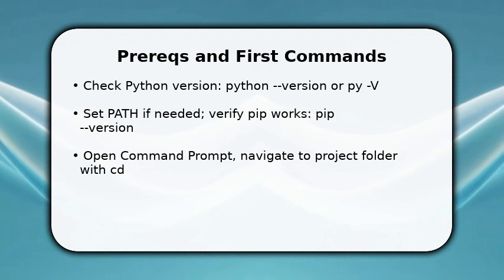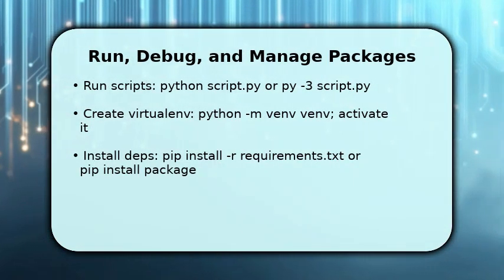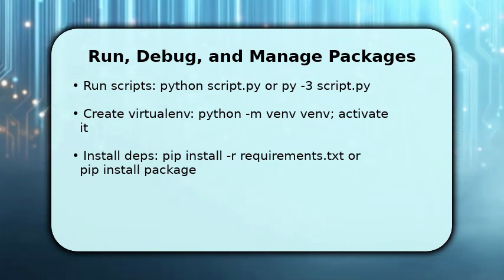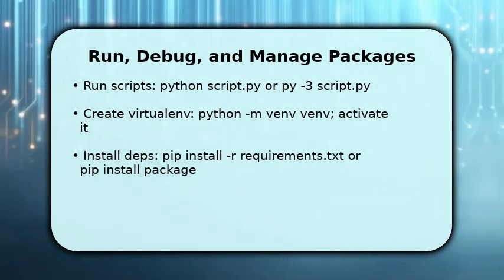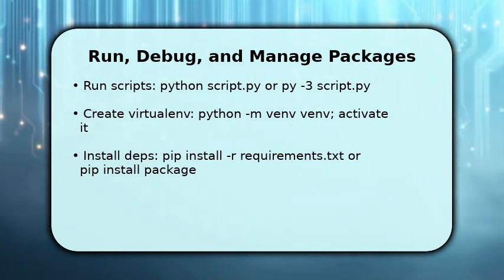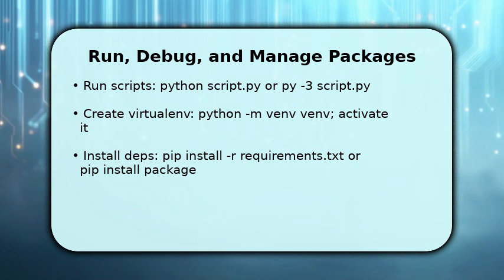You now execute and manage the environment. Run python script.py, or py to execute code, or use py -3 script.py on Windows to pick Python 3. Create isolation with python -m venv and then activate the environment so dependencies don't conflict across projects.